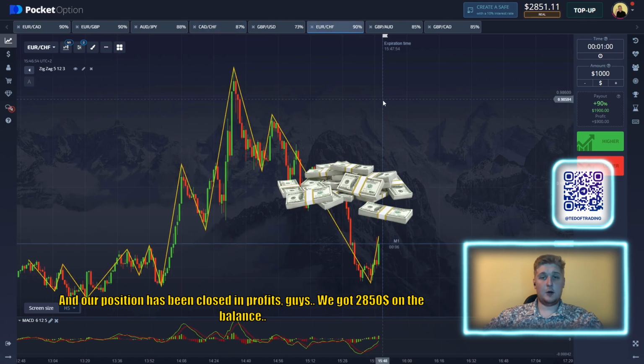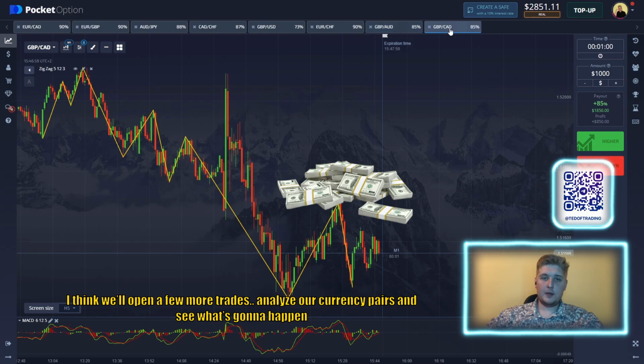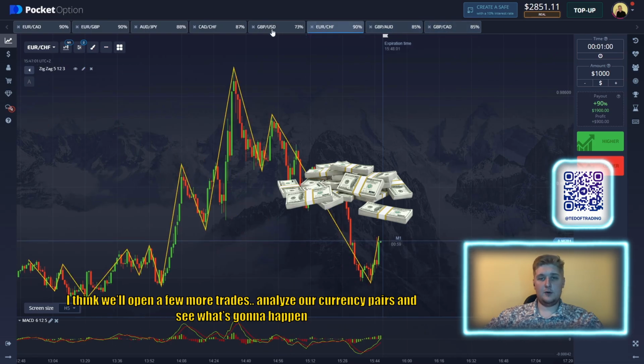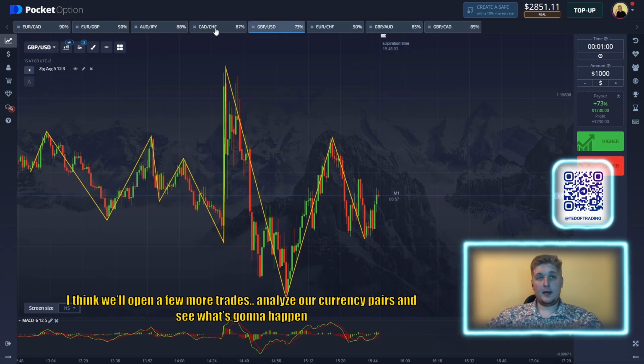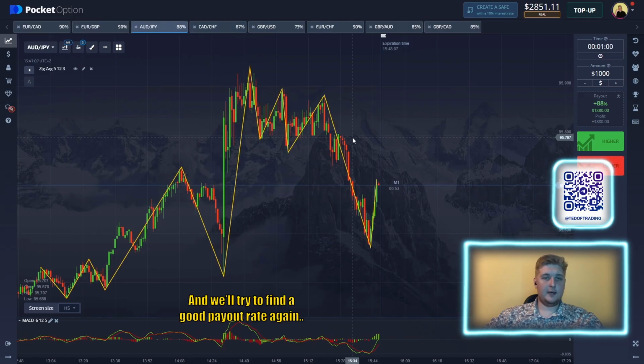We got $2,850 on the balance. I think we'll open a few more trades, analyze our currency pairs and see what's gonna happen. And we'll try to find a good payout trade again.